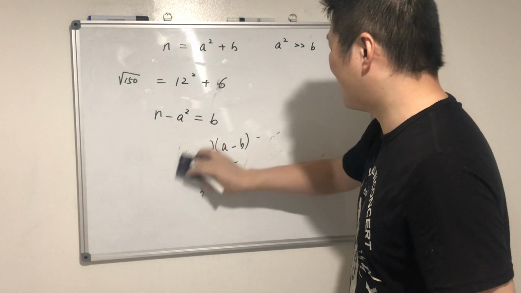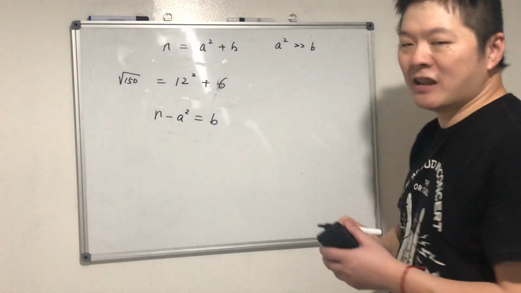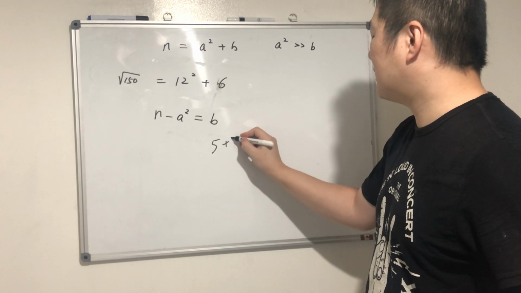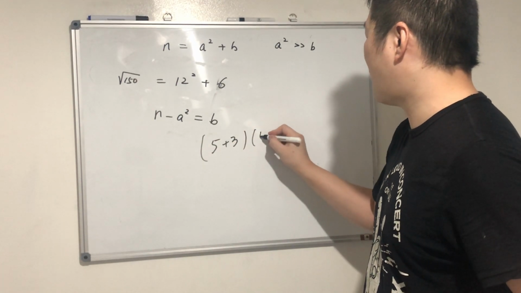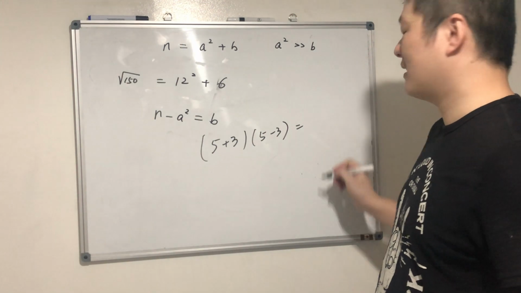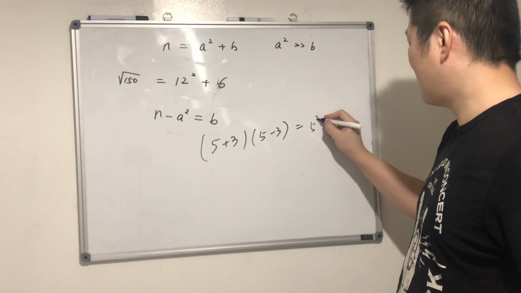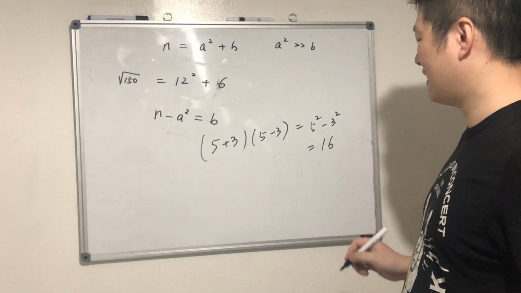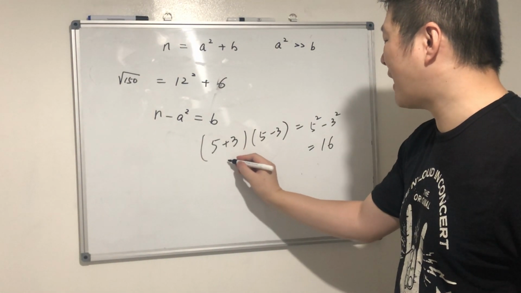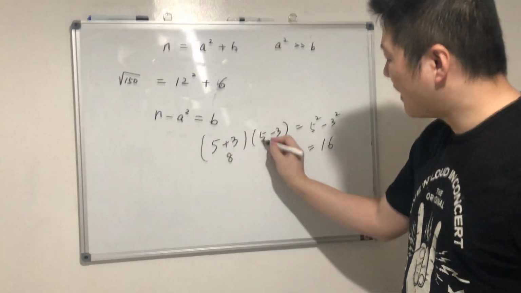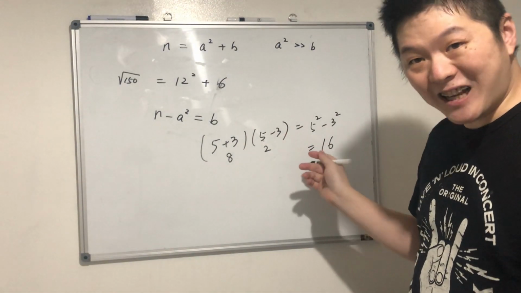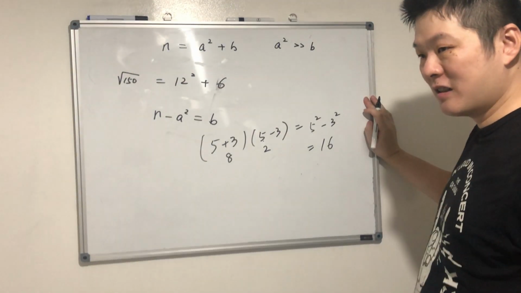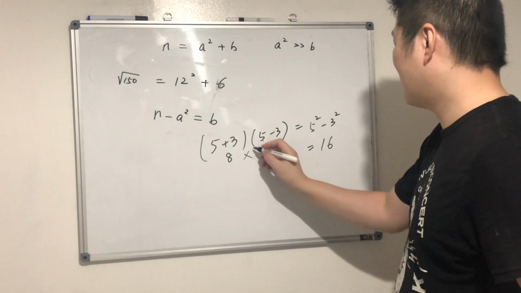Okay, let me give you another example. (5 plus 3) times (5 minus 3) equals what? 5 squared minus 3 squared, equals 16. Look, 5 plus 3 is 8, 5 minus 3 is 2, 16. You got it? It's magic, yeah? Okay.